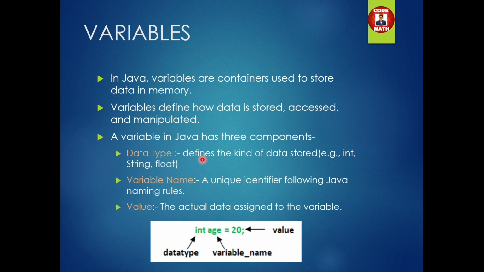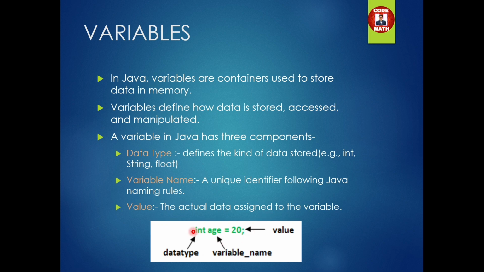Data type defines what kind of data it can hold, like int, String, float. And if you talk about the variable name, then it's a unique identifier which gives the variable its name in Java. Okay. And if you talk about the value, then it is the actual value which is being assigned to the variable.